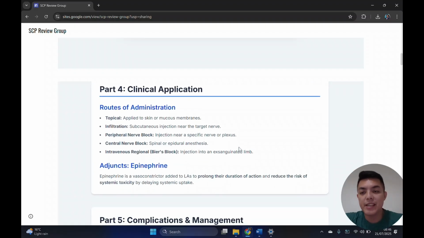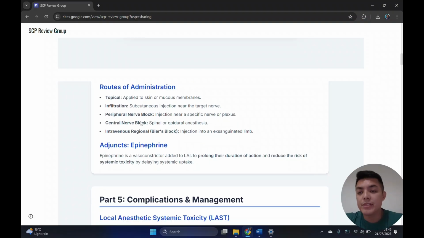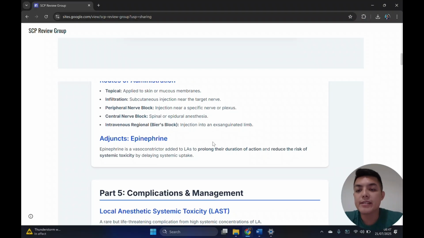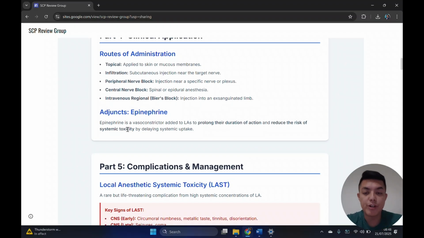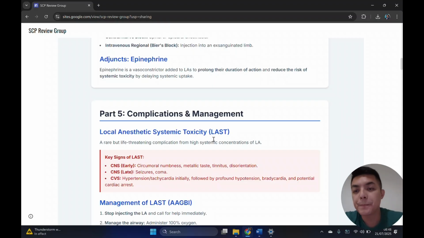So clinical application, your routes of administration. Next is adjuncts. You might see epinephrine or adrenaline, depending on who made the local anesthetic. They add epinephrine. Why is this? It is a vasoconstrictor, and it's added to LAs to prolong their duration of action and reduce the risk of systemic toxicity. This is by delaying systemic uptake.